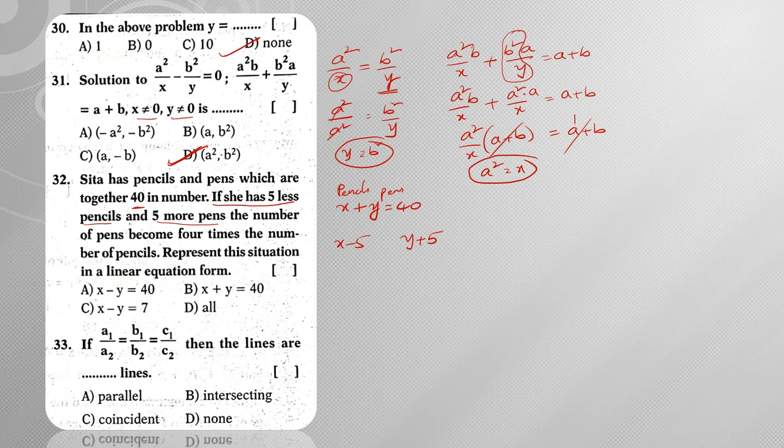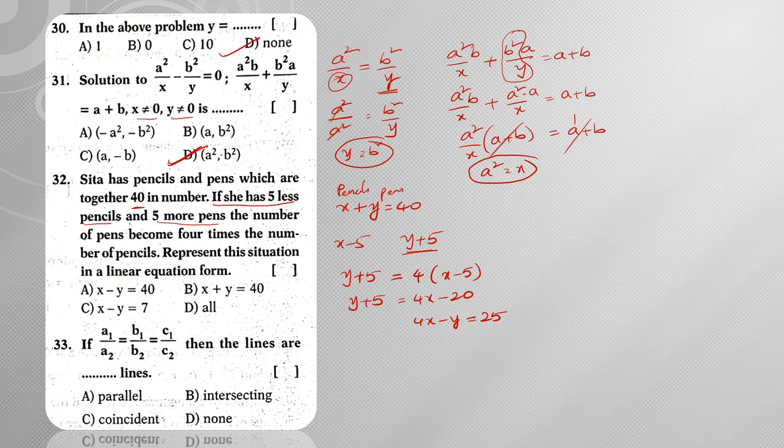So how many pens are there? The number of pens is y plus 5. So y plus 5 is equal to 4 times x minus 5. Now on simplifying this, y plus 5 is equal to 4x minus 20. Now based on this, 4x minus y is equal to 25.